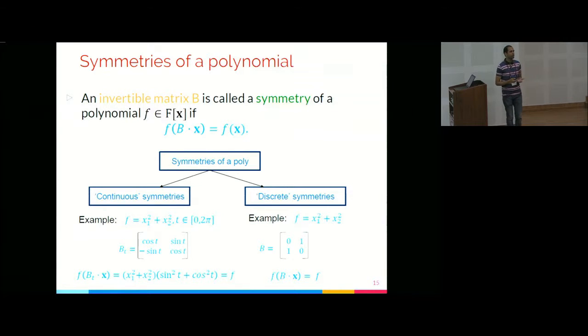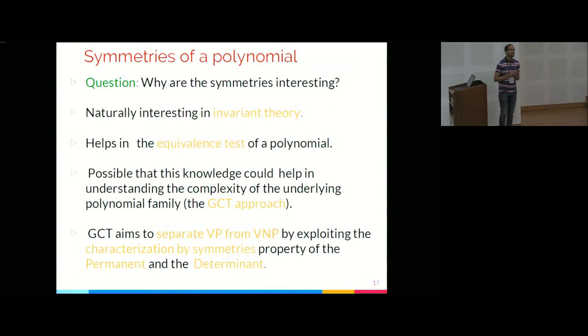The natural question arises: why are we looking into the symmetries of a polynomial? Here are some of the reasons. Because symmetries keep the polynomial invariant, this is a natural question in invariant theory.